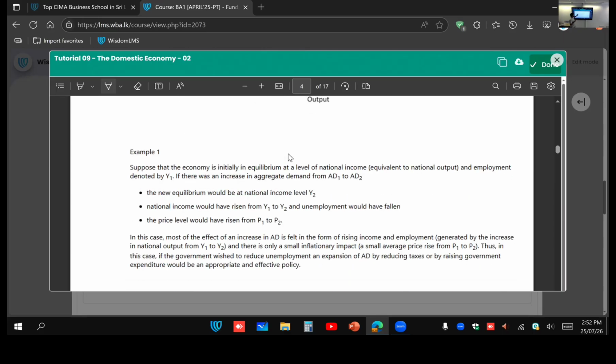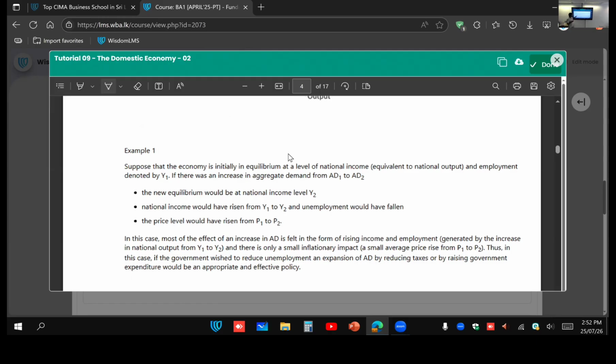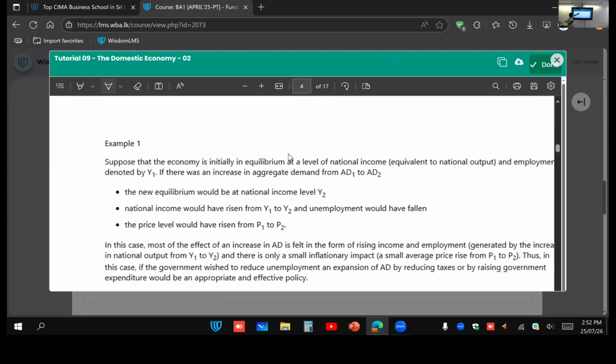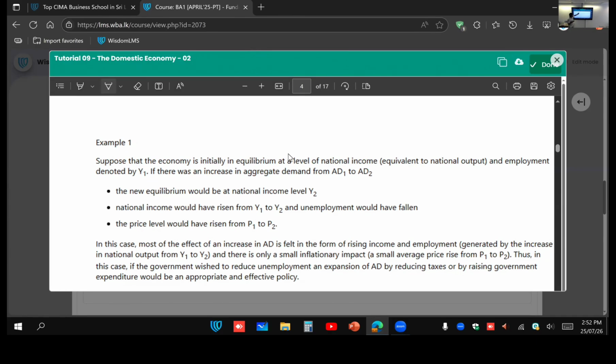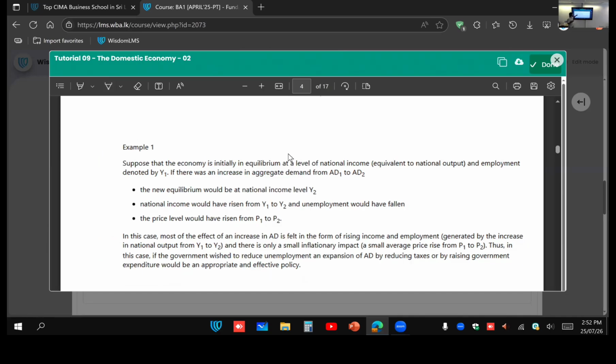Suppose that the economy is initially at equilibrium at a level of national income equivalent to the national output and employment denoted by Y1. If there was an increase in aggregate demand from AD1 to AD2, as you saw in scenario number 1, the new equilibrium would be at national income level Y2. National income would have risen from Y1 to Y2 and unemployment would have fallen.